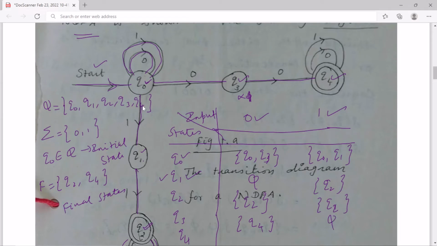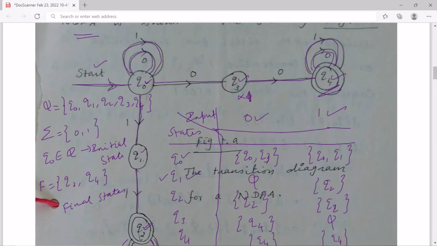Next, this is Q4. In Q4, if you read 0, what happens? You are again at the same state Q4. No other path exists. Next, for reading 1, you are again at the same state. No other path exists. So only Q4 alone. So this is the transition function.